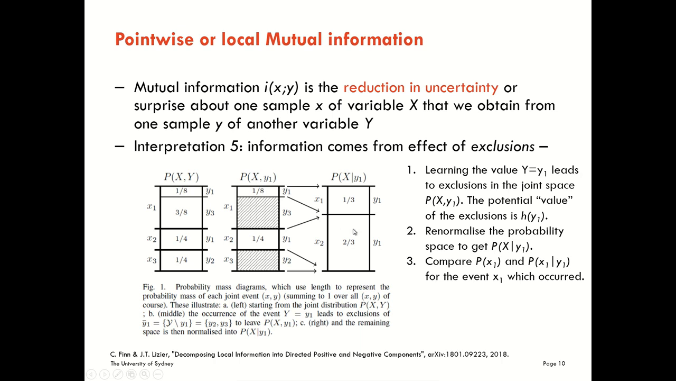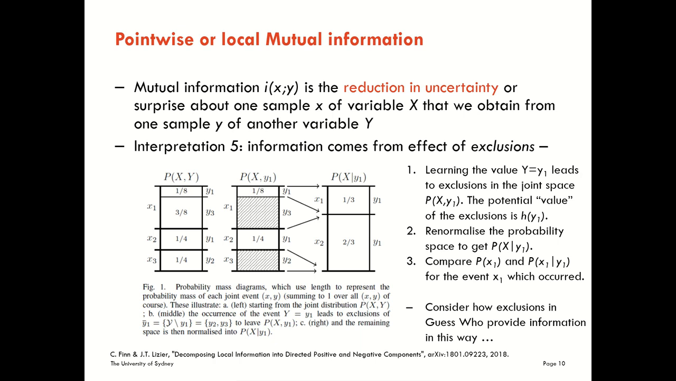So to evaluate the pointwise mutual information, in this case we simply compare our posterior probability of the value x that occurred, which is p of x1 given y1 here, compared to the prior probability p of x1 over here. We simply compare those two and take the log ratio, and that gives us the pointwise mutual information for this realization. As an exercise, you could consider how exclusions in Guess Who are providing information in this way.